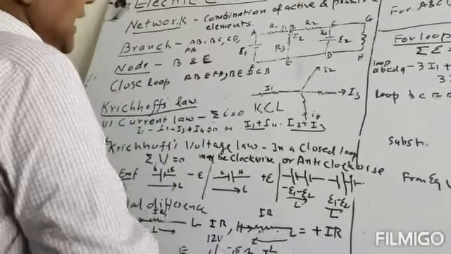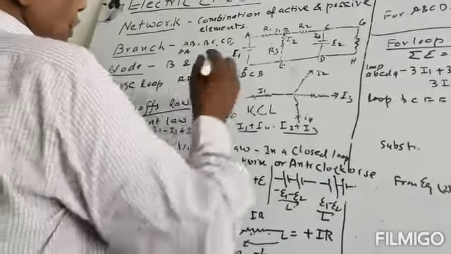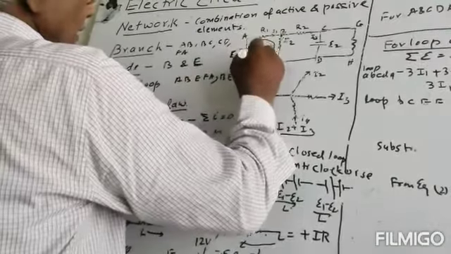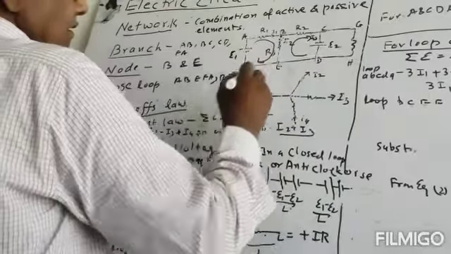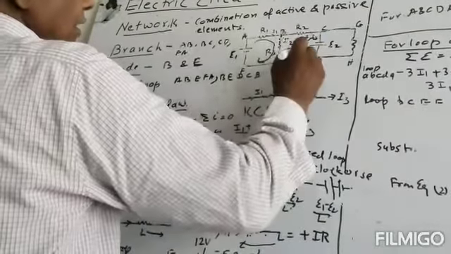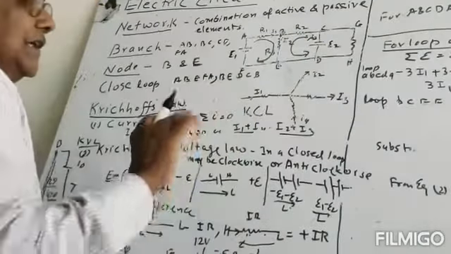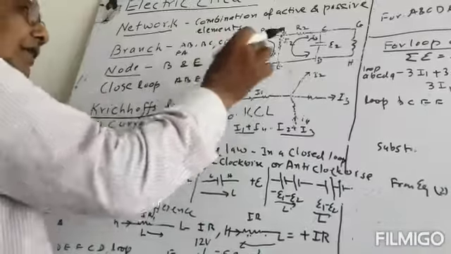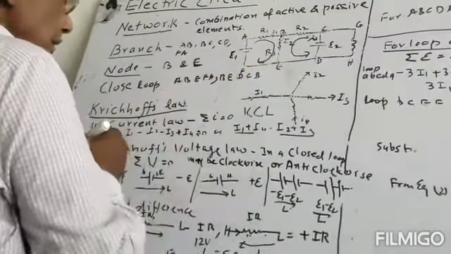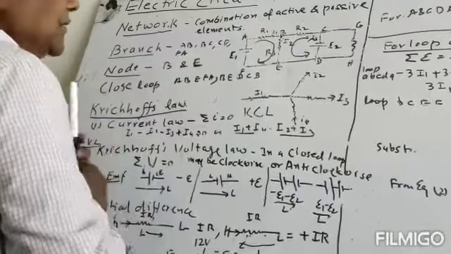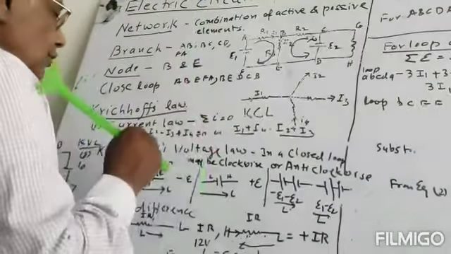Now here we can consider the loop. The loop can be either clockwise or anti-clockwise. We can take clockwise or anti-clockwise, it makes no difference. So this is a complete loop. For a complete loop, the summation of voltage will be equal to 0.